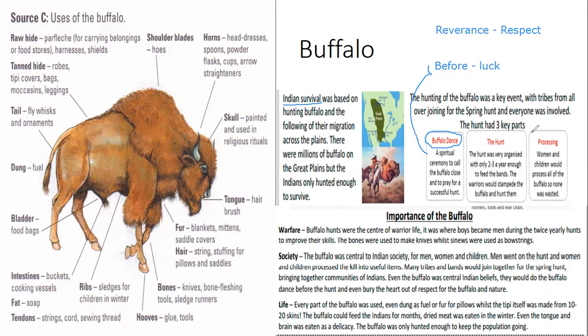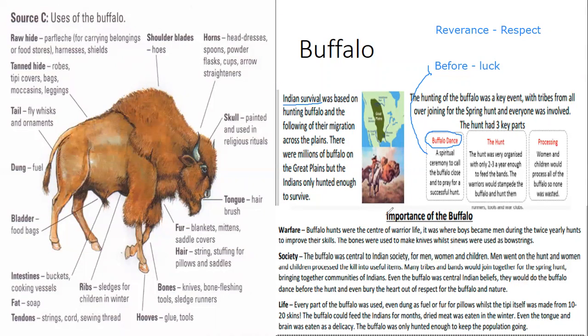Once the buffalo hunt was completed, women and children would process all of the buffalo. The key thing is that the only part of the buffalo that wasn't used was the heart, because that's the spiritual part of the buffalo, which would be buried into the ground following the successful hunt. Now, if you want to know what is used for each part of the buffalo, have a look at this document, this photo. I'm not going to go through every one, but what you need to understand is every part of the buffalo was used. All right? Wastage was not an option for Native Americans.